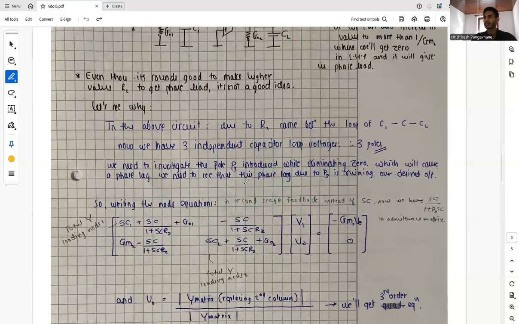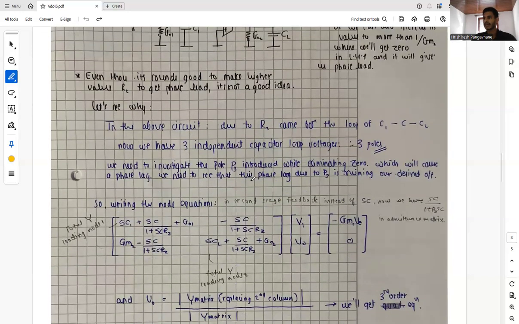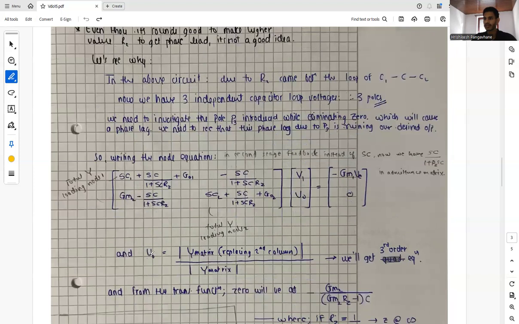So writing the node equations again for this circuit, in the second stage feedback, instead of SC, now we have SC divided by 1 plus RZ SC. And this is a basic circuit theory equation. So in our admittance matrix, instead of SC, we will now be getting SC divided by 1 plus SCRZ. And after writing the node equations, we are only interested in V naught.